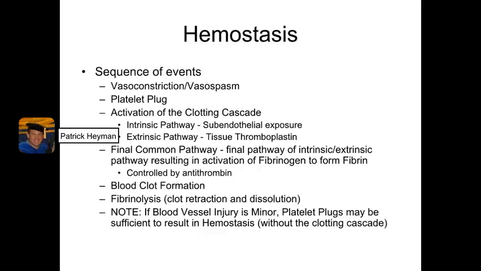So let's talk about a brief overview of the sequence of events. The first thing that's going to happen when there's damage is vasoconstriction or vasospasm. That in itself is going to slow blood flow to that area. Then platelets are going to activate and aggregate, and they're going to hold hands. That's going to form what's called the platelet plug, or sometimes the primary plug.